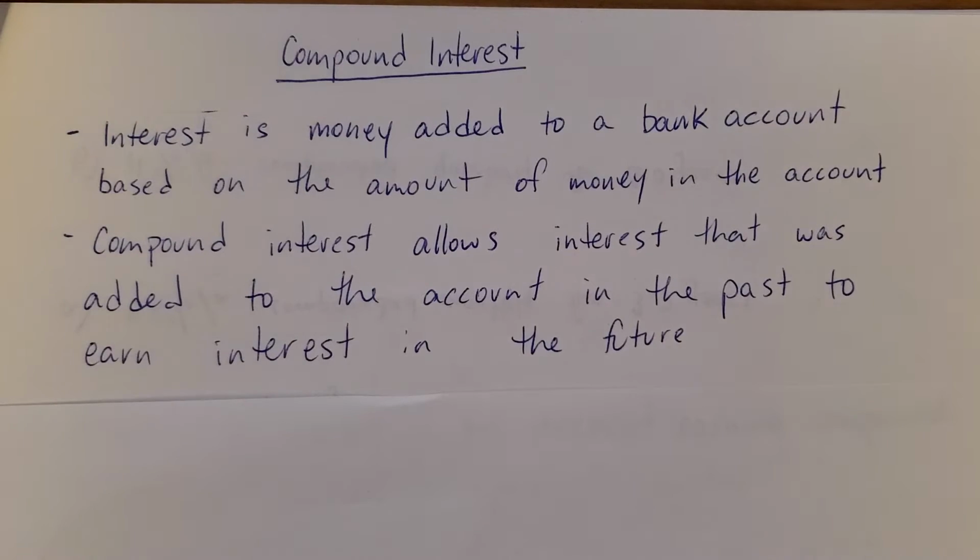First, you need to know what interest is. That's just money added to the bank account based on how much money is already there. So it's a percentage. Compound interest allows interest that was added to earn interest. So for example, if you start with $100, it pays 10% interest. After a year, say you'd have $110, but then the next year you'd earn 10% on your 110, which would be $11. So with compound interest, the amount of interest that's added just keeps increasing.